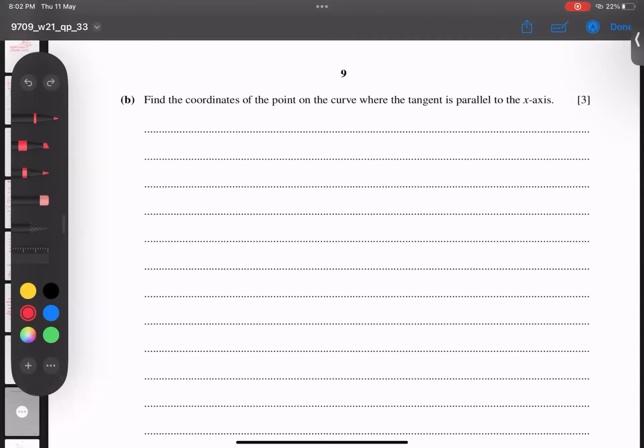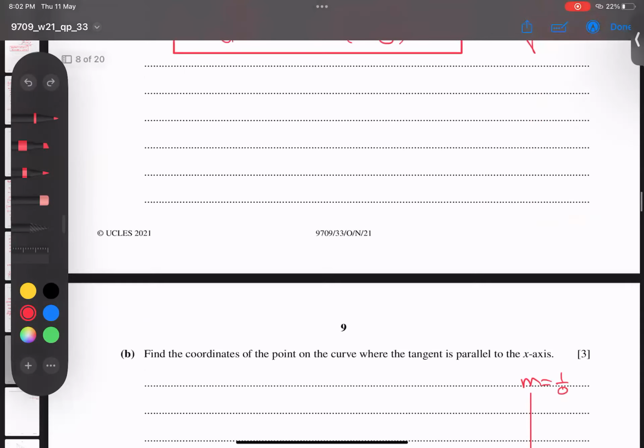Next part is asking, find the coordinates of the point on the curve where the tangent is parallel to the x-axis. Let me tell a clear thing here. When parallel to the x-axis, gradient means 0. Parallel to the y-axis, gradient is 1 by 0. So if we say x-axis, I will plug in 0. If you say y-axis, I will plug in 1 by 0. Make sure, students, just for your extra knowledge.